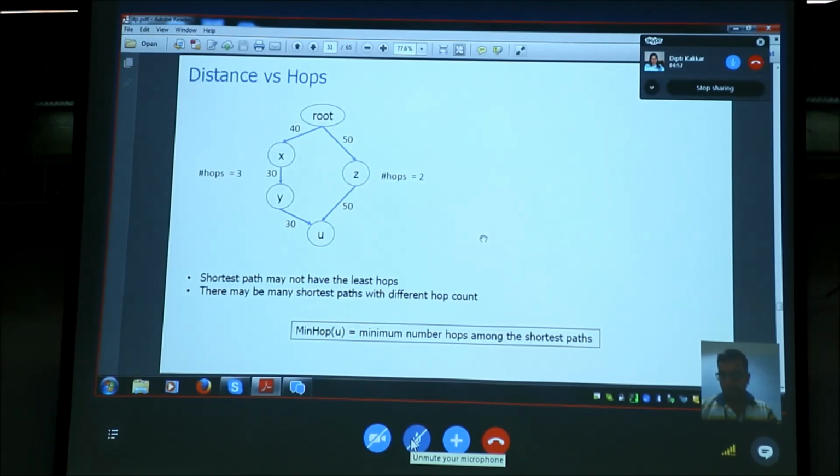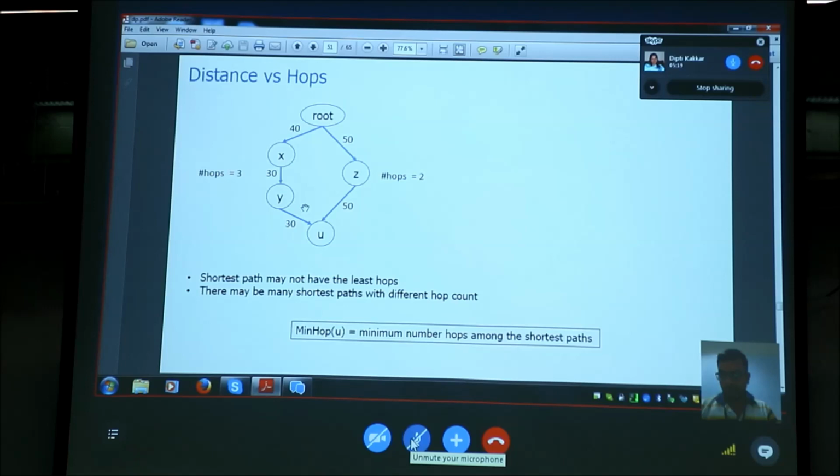So distance is the sum of weights on the path, right? Like, I have this path here from the root to this vertex called U. Its distance is 40 on this edge plus 30, say 100. There is another path here which is also of distance 50 plus 50, but it has a lesser number of hops. It has 2 hops, root to Z, Z to U, 2 hops. Whereas this one has X, Y, U, it has 3 hops, right?